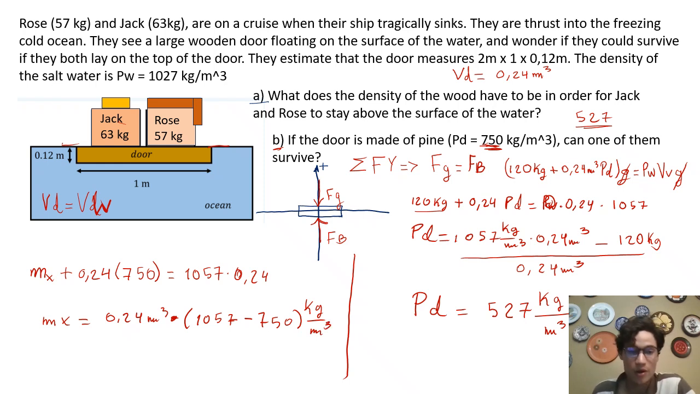If we put this on our calculator, we observe that the maximum mass for this density of the wood is roughly 66 kilograms. And 66 kilograms is a larger mass than the mass of Jack and the mass of Rose individually. So we conclude that one of them can survive. That is the solution for the second question.